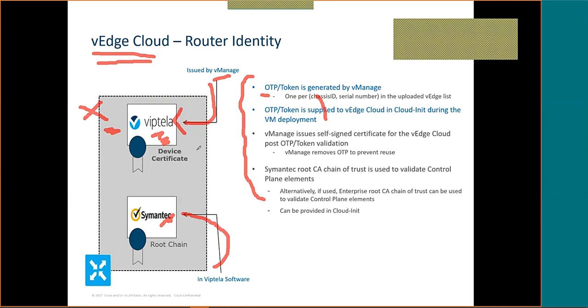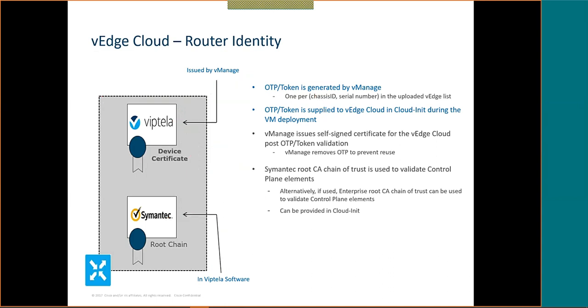So vEdges can obtain the certificate from vManage. To obtain the certificate, the local chassis ID is not used for the vEdges. Instead, the vManage-provided chassis ID and the vManage-provided token will be validated to create the certificate for these boxes. Any questions at this point? A vEdge with no inbuilt certificate obtains the certificate from vManage.